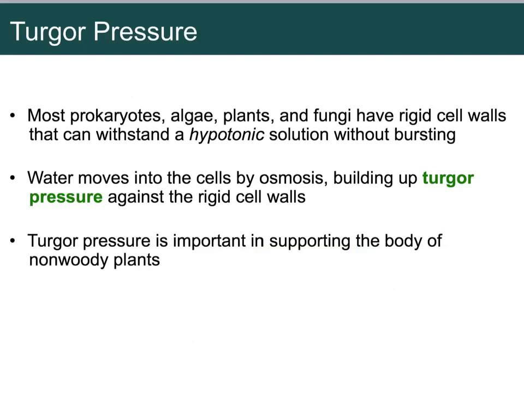Turgor pressure is how turgid it is, right? It's the water pressure pushing against that cell wall. So it only happens when it's in a hypotonic solution. All that water moves into the cell through osmosis, building up the pressure against the cell wall. It's very, very important in plants that don't have wood because it gives them support, like trees so much.